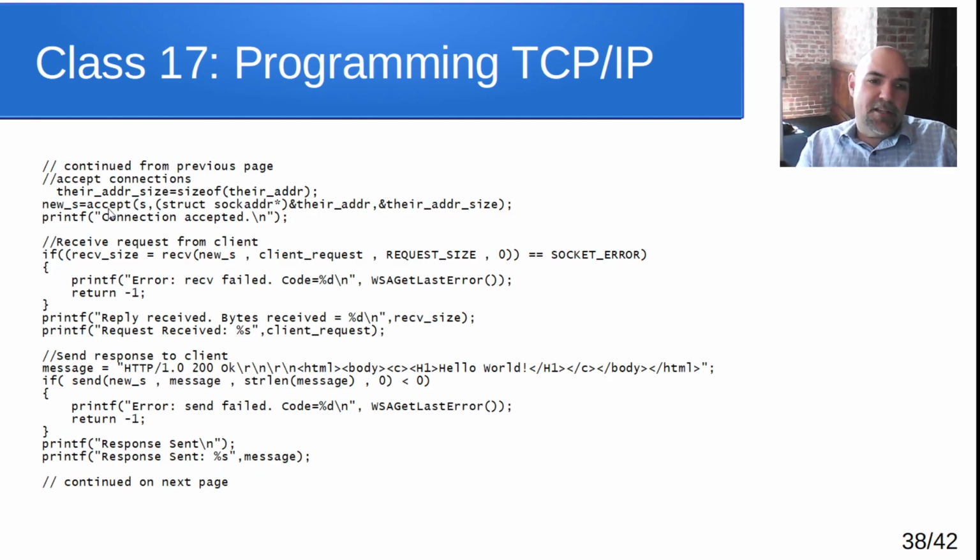And now we hit accept, which is going to wait for a connection from the other end to come in. If that connection comes in, it's going to fill in the address of who connected to us and the address size. If that succeeded and we get down here, then we call receive, which is going to receive their request. Then we call send and send out a response. Here's the response. We're just going to send out this hello world thing in the middle of the screen. And then we print out that the response was sent, along with the message, which is this thing here.